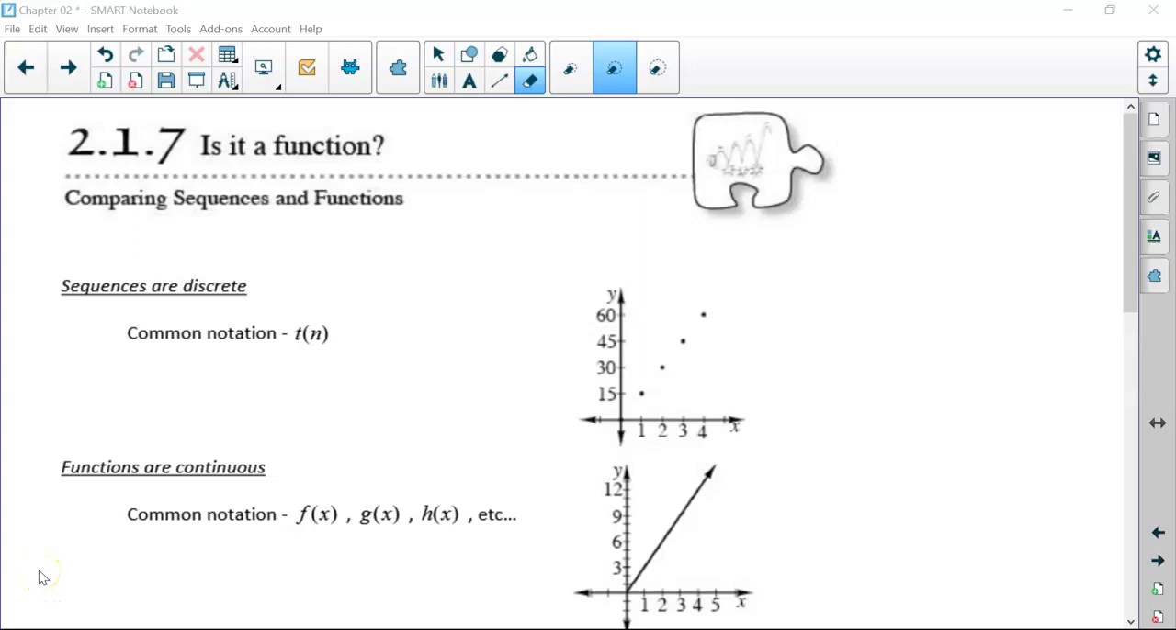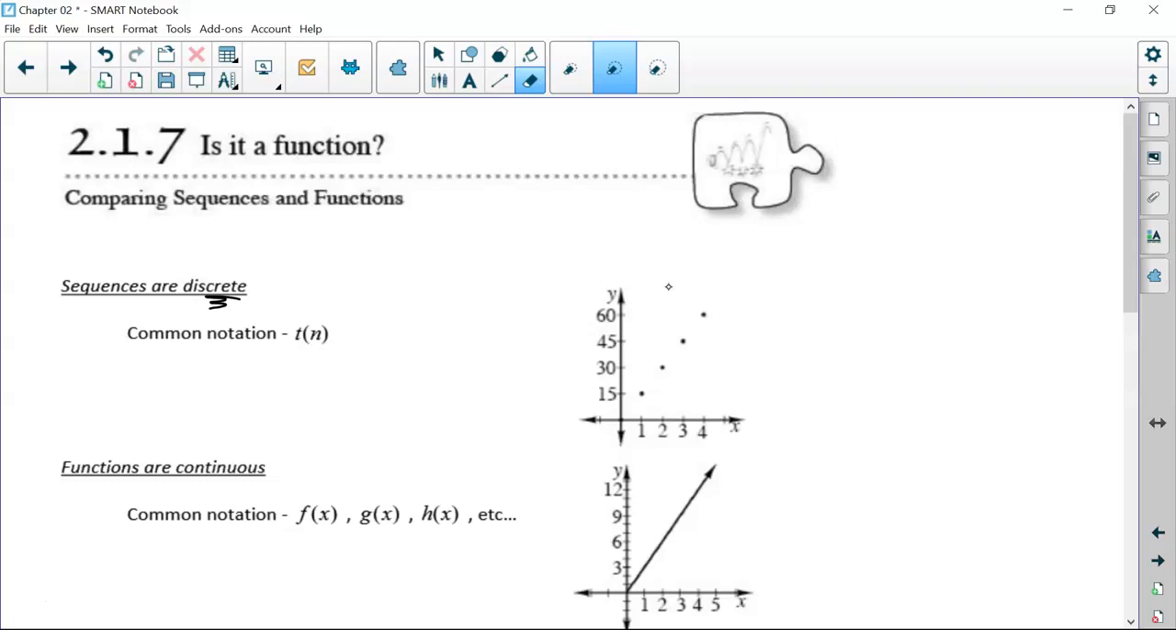Welcome back to section 2.1.7. We're going to be talking about, is it a function or is it a sequence? Now we're talking about sequences. We use that notation T of n, and they are discrete, which means we are not connecting the points. That's why you see in that example, they're just dots, not connected with a line or a curve.